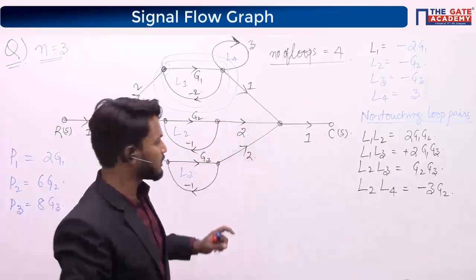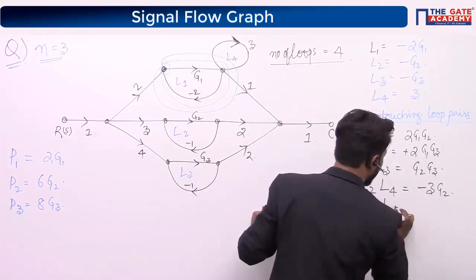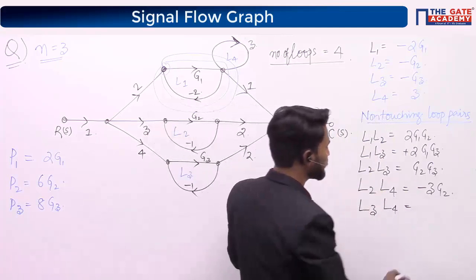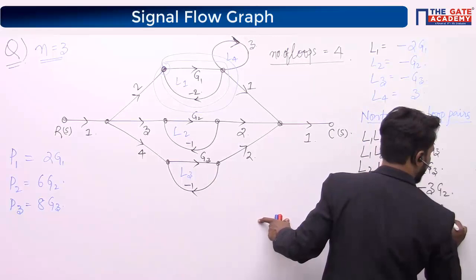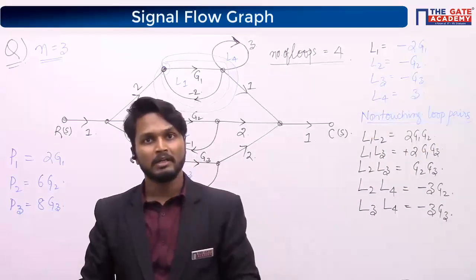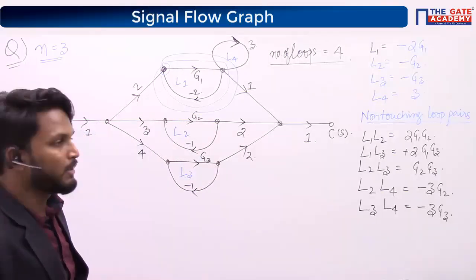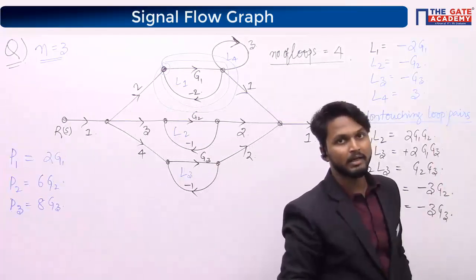L4 and L3 are not touching. So L3, L4 is equal to what? L3, L4 is equal to minus 3g3. Right? Is it clear till now? L3, L4 are also not touching. And we have written all the non-touching loop pairs, right?